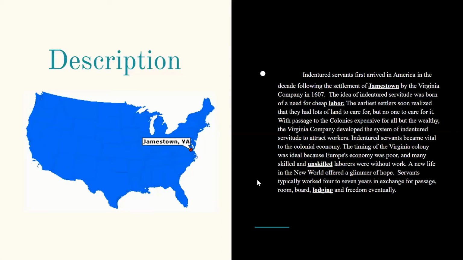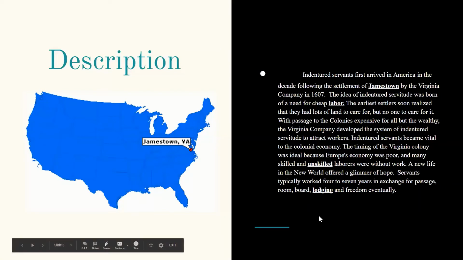Okay, and what do we think unskilled is? We know that many skilled and unskilled laborers were without work. What kind of people need work? We also see the word skilled next to unskilled. What do we know about the prefix un that can help us figure out what this word means? And lastly, lodging. Servants typically worked 4 to 7 years in exchange for passage, room, board, lodging, and freedom eventually. So what do we think lodging is? Okay, now that we've read this description, let's go on to the next passage.